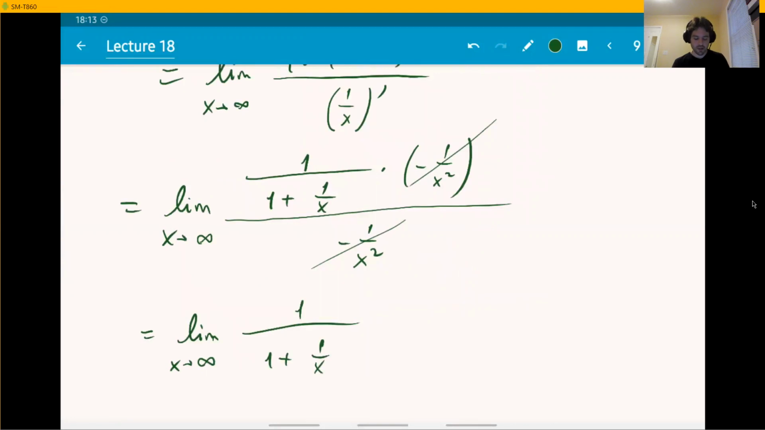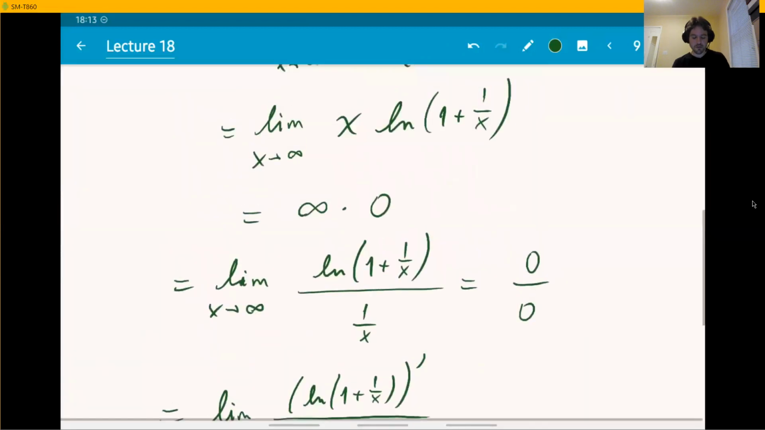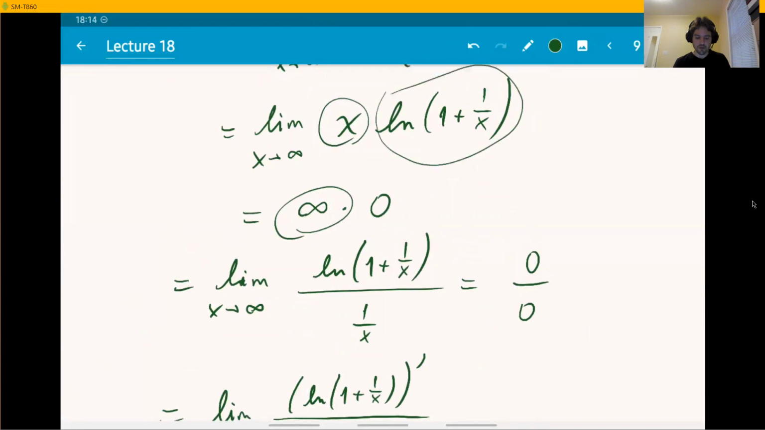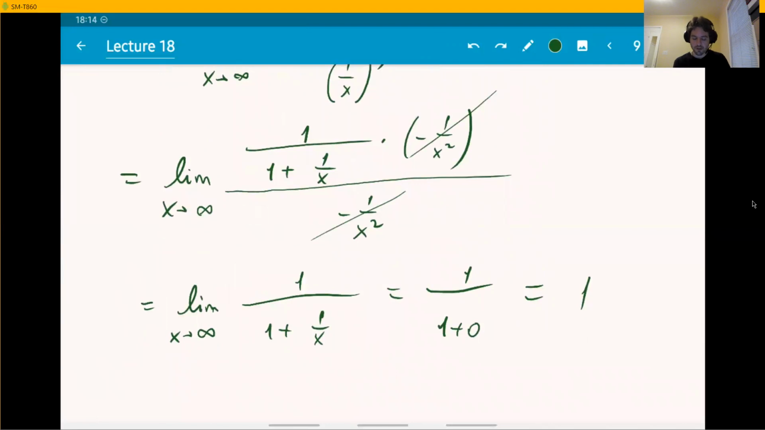Try to imagine what's happening here. As x goes to infinity, 1 over x goes to 0. So this is a 1. As I said, this infinity times 0 up here, as it turns out, these two functions, the way that x goes to infinity and the way that the ln of this expression goes to 0, they are at approximately the same rate. They're doing in such a way that they cancel each other out, and the answer that you get in the end is a number, not 0 or infinity. It's just 1.